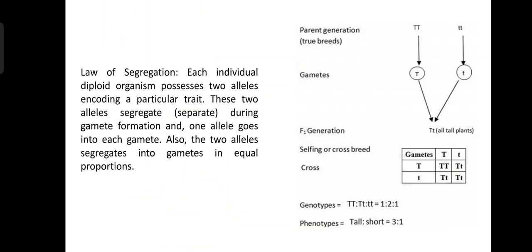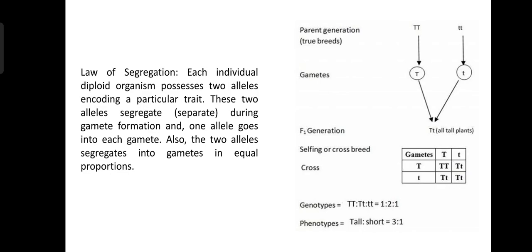Now from this we can see that the short trait disappeared in the F1 generation and it reappeared in the F2 generation. So whatever is causing the short trait must be present in the F1 generation as well, because otherwise how will it come in the F2 generation? So based on this experiment, Mendel concluded that every diploid individual must have 2 alleles.